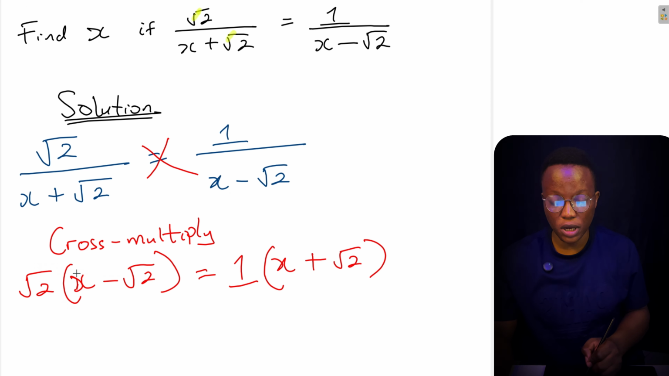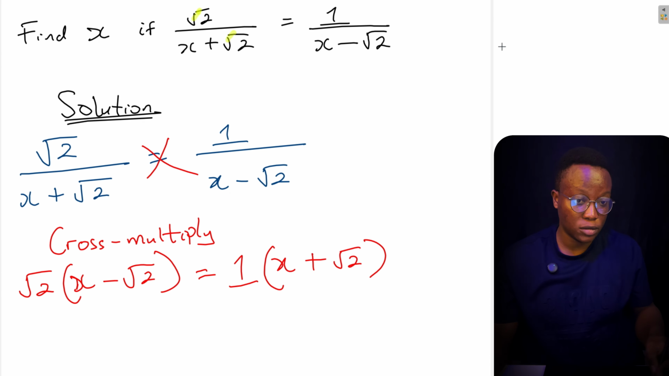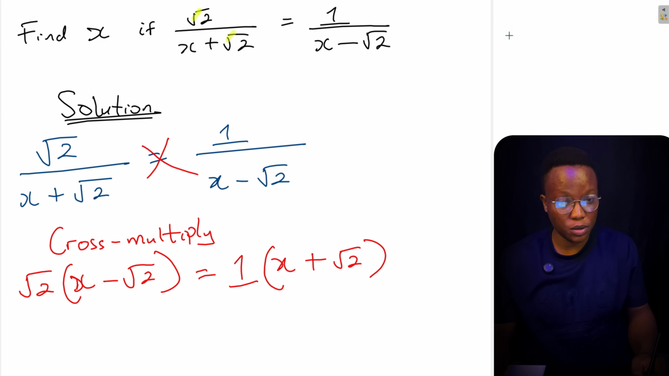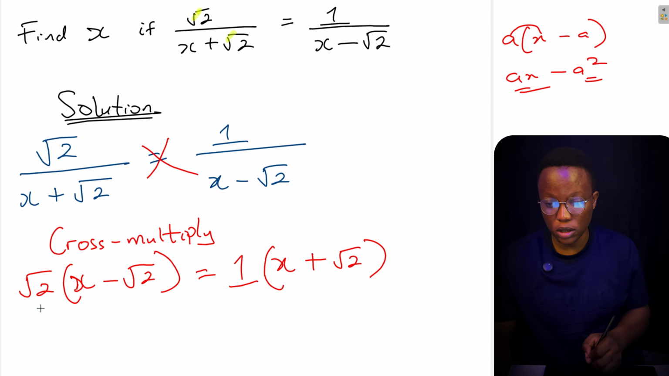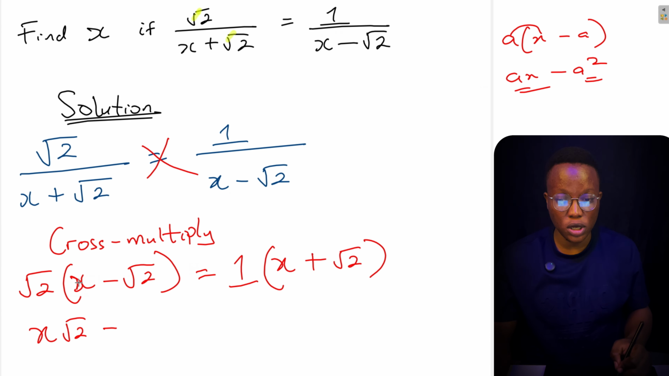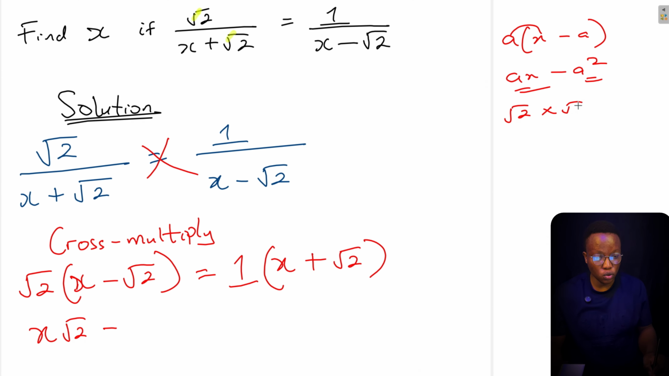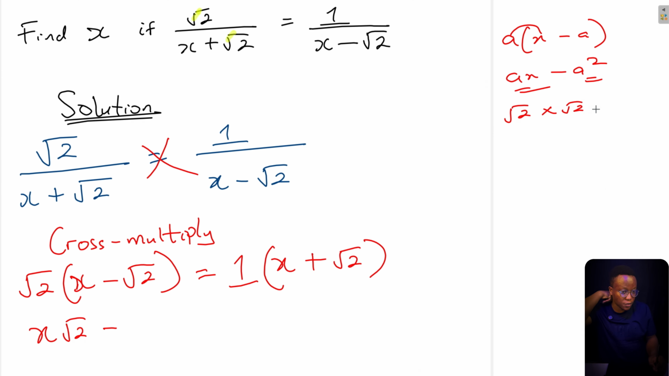The square root of 2 multiplied by x. That's just like saying, let's represent that with something. Let's say we have a into x minus a, right? So we'll say a times x, that will be ax, or maybe xa, whatever, and then a squared, right? So in this case, we have x root 2 minus, the question is, what is root 2 multiplied by root 2? Root 2 multiplied by root 2 is equal to 2.